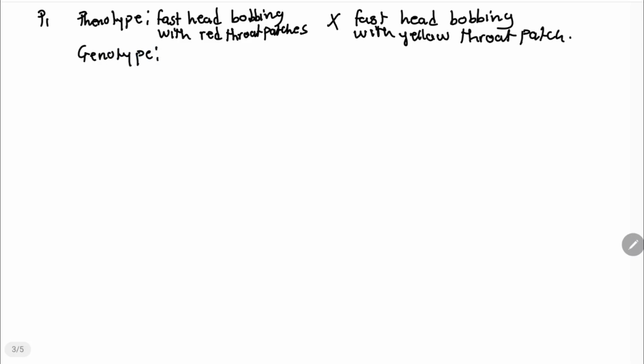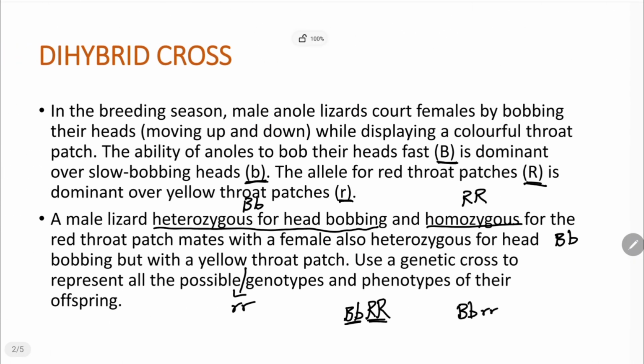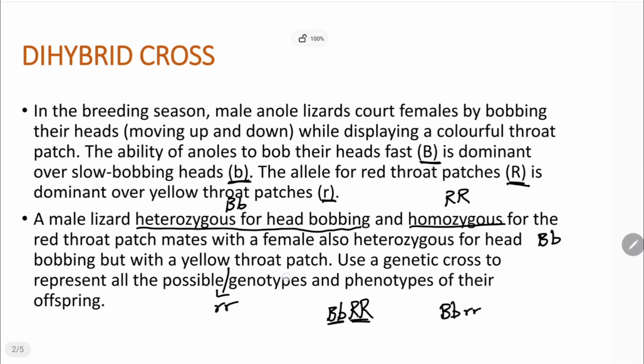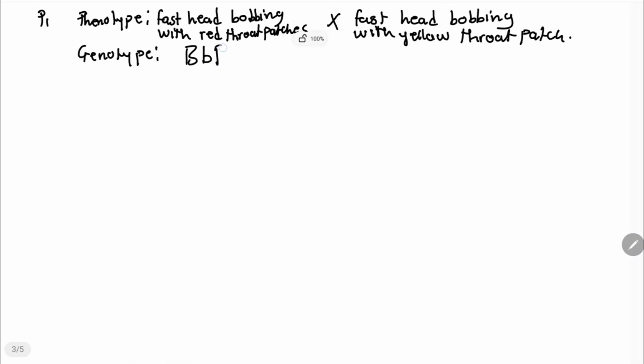So the male was said to be heterozygous for head bobbing. So heterozygous for head bobbing is capital letter B, small letter b. And it was said it was homozygous for red throat patch. So it is going to be a capital letter R, crossed with.